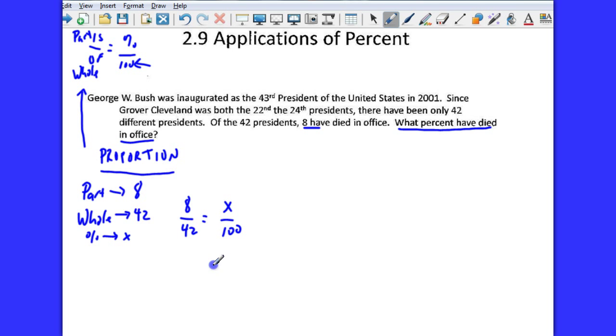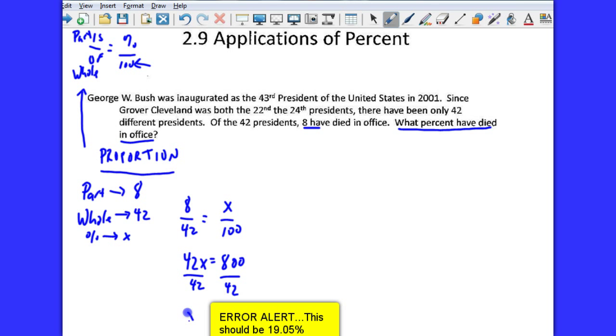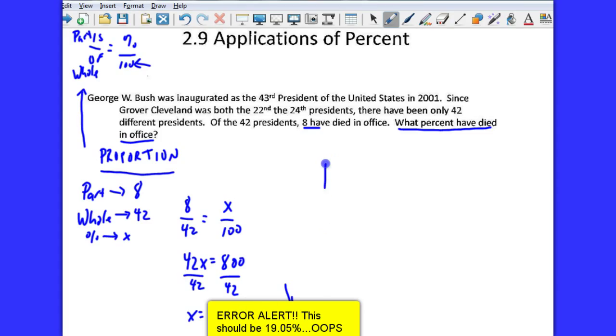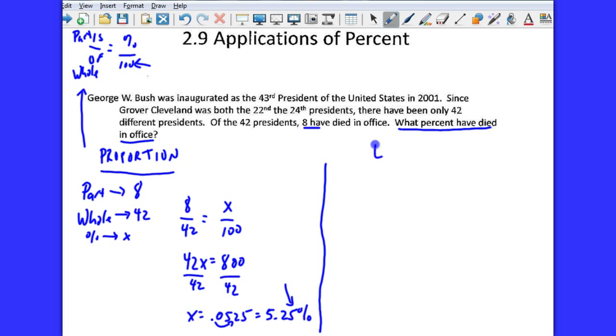So look what you have. You have a proportion, and if you've done your work from yesterday, you should quickly be able to solve this. 42x equals 800, and you divide both sides by 42, and you get this real small number. x equals 0.0525. Then to turn that into a percent, you multiply it times 100, so the answer is actually 5.25, and that's where you put on the percent sign. You put it on after you've converted the decimal into a percent. Then divide the page in half, and over here write the word equation with a line.